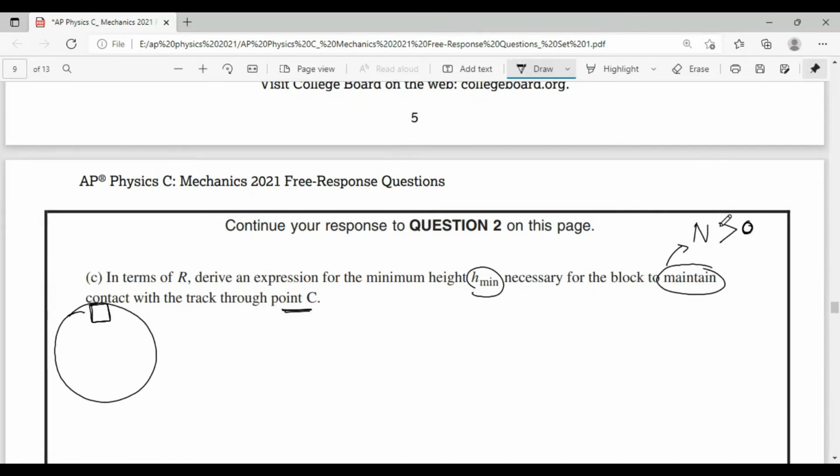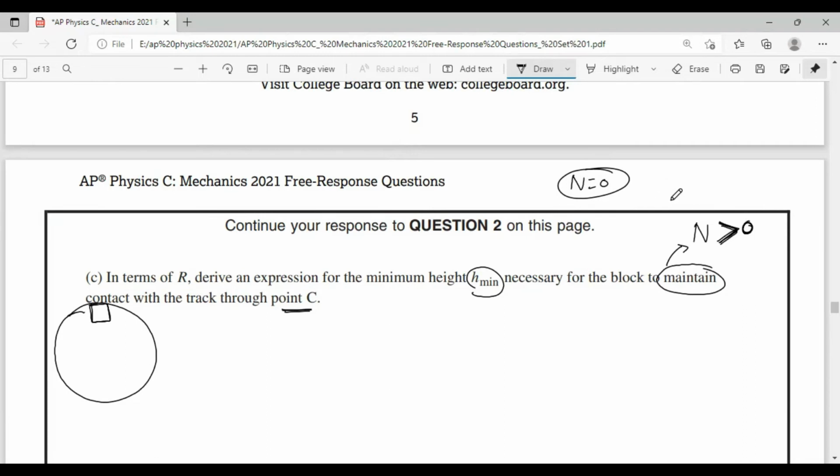Till your normal force is not zero, it means there is a contact between the floor, or the surface, and the block. If the normal force is zero, it indicates there is no contact force. There is a gap between the floor and the block, right? So to maintain the necessary contact, N should be greater than zero.